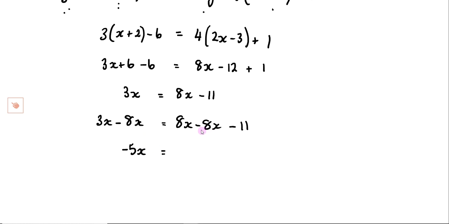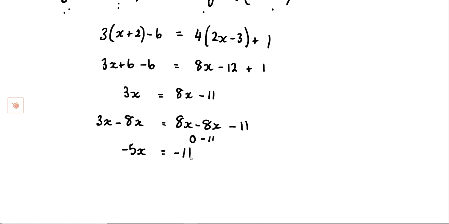And this is also what happens. People forget the negative because they go, oh, there's nothing to subtract from now, so I'm just going to write 11. But what is 8x minus 8x? 0. And what is 0 subtract 11? Negative 11. Okay, so it makes sense that the negative is still there.